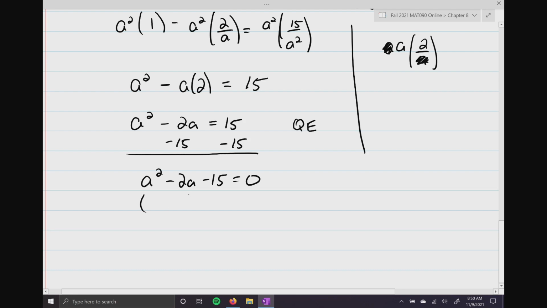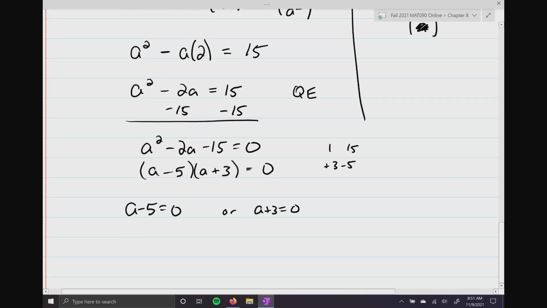Then I can factor. I write an a, a minus and a plus. I need two numbers that multiply to give me 15. But they have to combine to give me negative 2. And I know one of the numbers is negative, the other one's positive. So the only way I get negative 2 is with plus 3 minus 5. So plus 3 and minus 5. So now I could take each one of these, set them equal to 0, using my 0 product property. And I get a equals 5 or a equals negative 3.